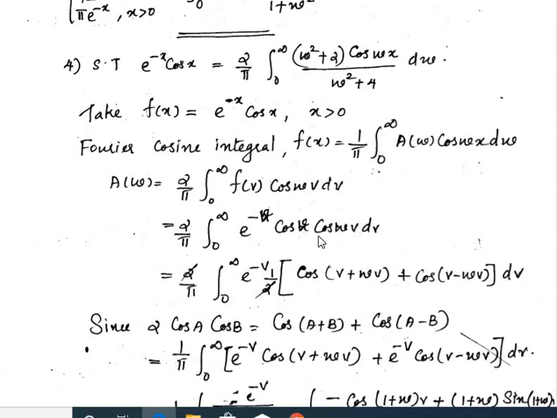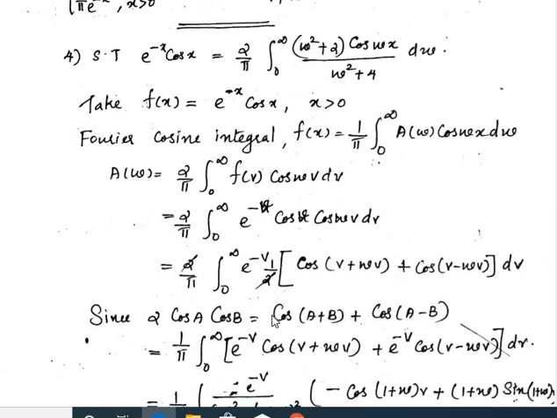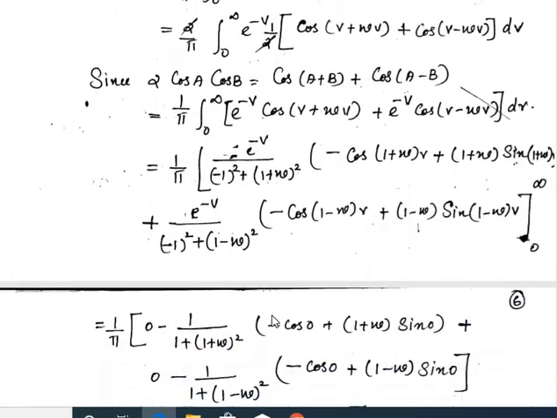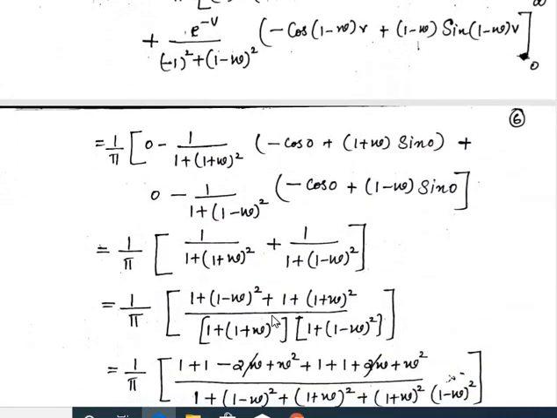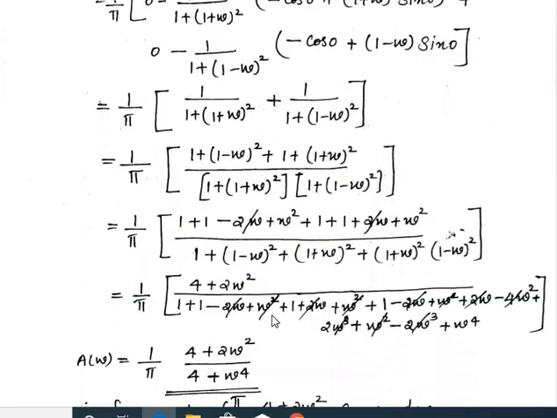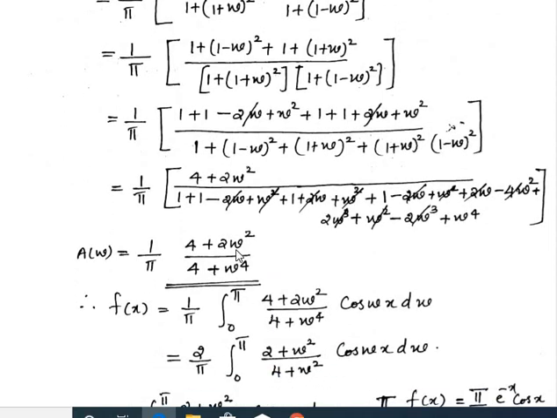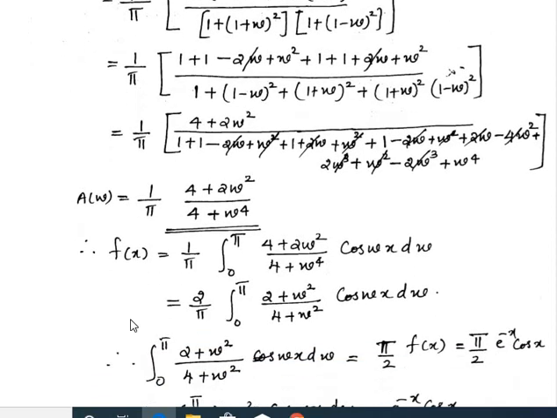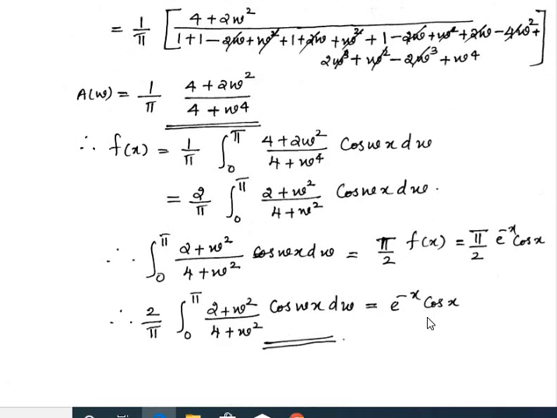Here we have to apply the cos a cos b form. 2 cos a cos b is cos of a plus b plus cos of a minus b, that is 1 by 2. Substituting the value, integrating and simplifying, cross multiplying, we got the answer as 1 by pi times 4 plus 2 omega square by 4 plus omega raised to 4. So substituting the value in the Fourier cosine integral, f of x equal to this one, we get the desired answer.